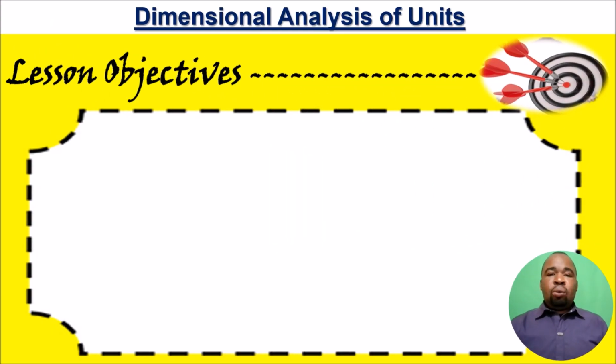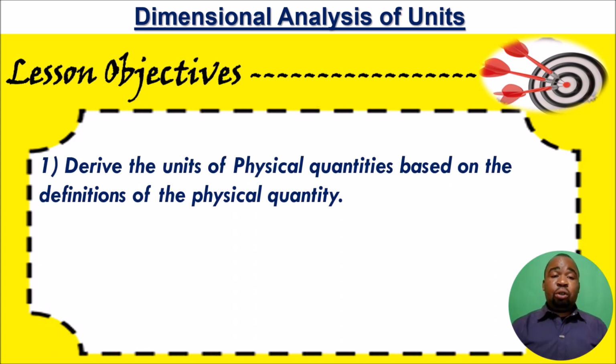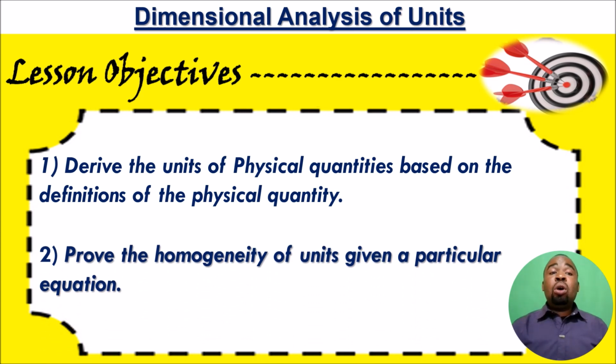In today's class, we're going to look at dimensional analysis of units. I would emphasize that this is a subsection for AS students only. So if you're in AS, stick with me as we break it down. By the end of this class, we should be able to derive the SI units of physical quantities based on the definitions of the physical quantities. We should also be able to prove the homogeneity of units given a particular equation.